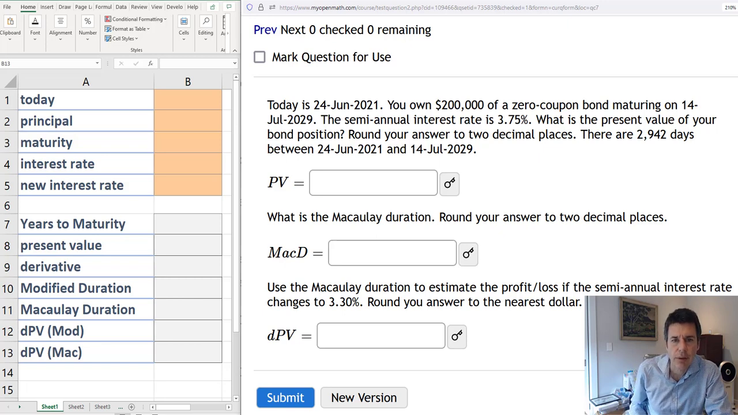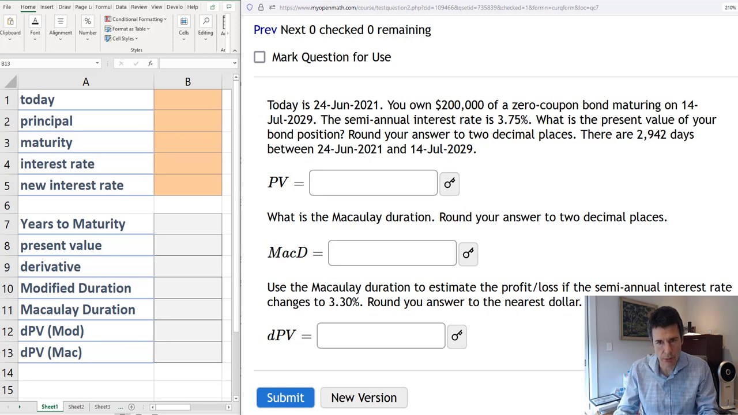Today is the 24th of June 2021. You own $200,000 of a zero coupon bond maturing on the 14th of July 2029. The semi-annual interest rate is 3.75%. What is the present value of your bond position?